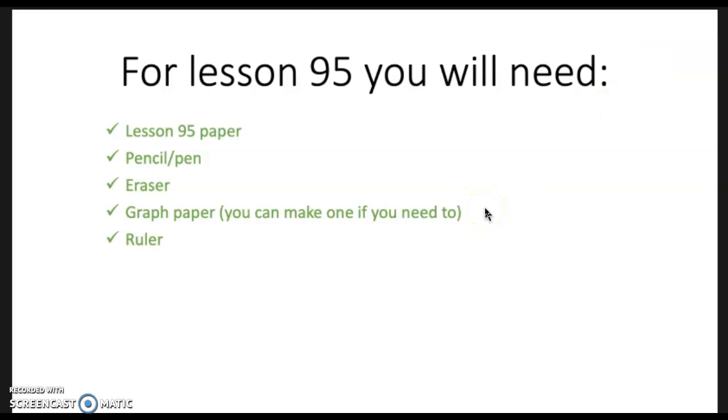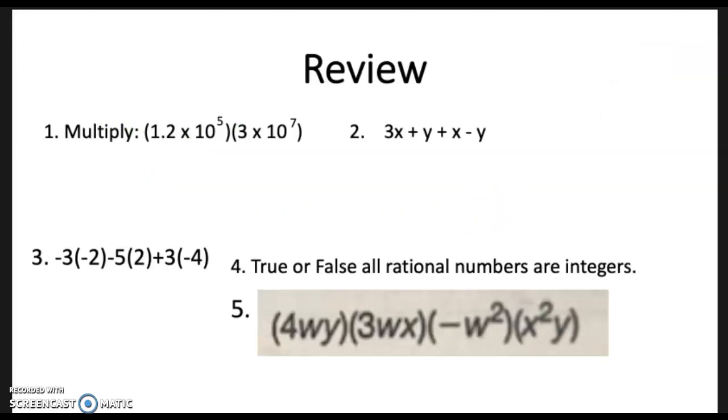And a ruler. All right, let's do a quick review of our past lessons. So we've done a couple things. So I'm going to give you a few minutes. Go ahead and pause the video and work on each of these 5 solutions, and then we'll see how you did. All right, so number 1, we're working on scientific notation and multiplying numbers in scientific notation.